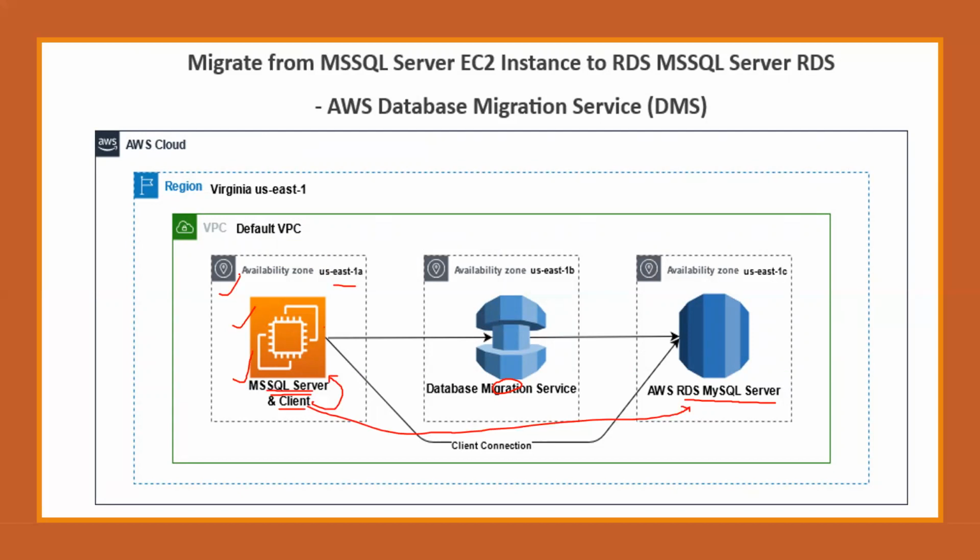In other words, we can migrate data from the on-premises MS SQL Server to the AWS RDS MS SQL Server using the DMS tool. We will discuss this in part 4 of this series.